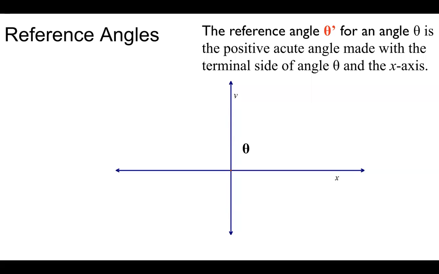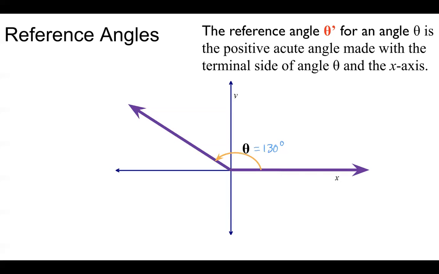found to the x-axis. So what I have here is an angle, this purple angle that you see there. And it says it's the positive acute angle made with the terminal side of the angle theta and the x-axis. That's kind of confusing, at least to me. But let's just say this was 130 degrees. So that looks about 130.